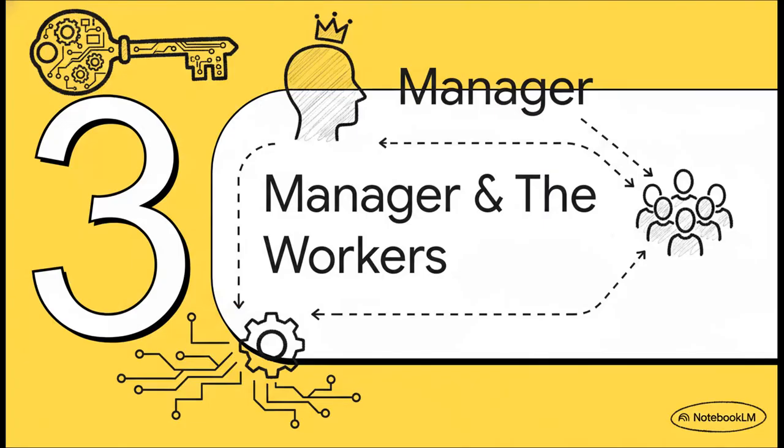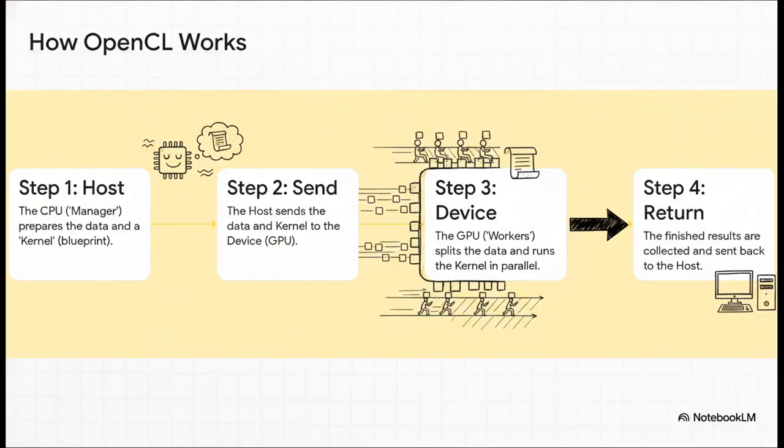So how does this universal key actually work in practice? Let's go back to our analogy of the manager and the workers, because it makes it all make a lot more sense. All right, so here's the play-by-play. First, the CPU, our manager, gets all the data ready and writes up the instructions. These instructions are packed into a tiny but super important program called a kernel. Think of it like a blueprint for one very specific job that's going to be repeated thousands of times.